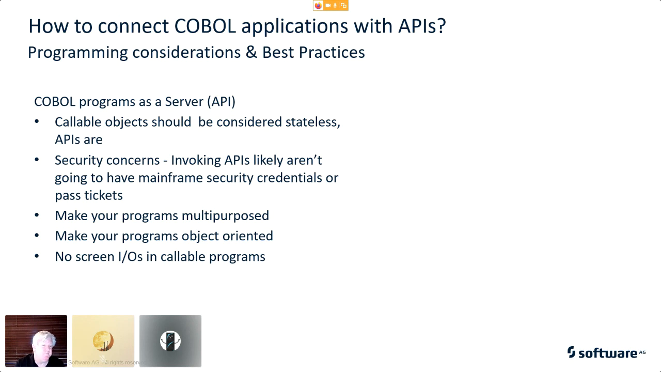Security concerns. Invoking APIs likely aren't going to have mainframe security credentials or pass tickets, and that's one of the things we're starting to see on mainframes. There's technology now that requires a one-time pass ticket, and then becomes invalidated, or your security password changes every 5 minutes. For you and I, that's not a big deal. I log into the mainframe at the beginning of the day, and I stay logged in all day long. But when we talk about those stateless APIs, they're logging in each time. So that can be a challenge.